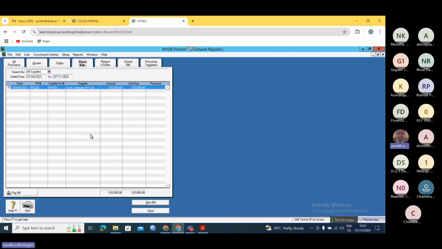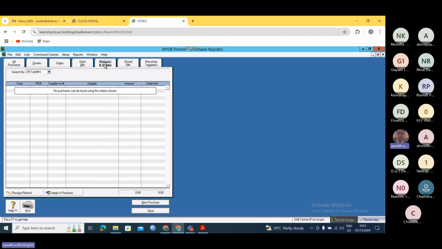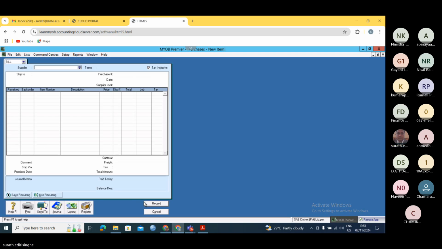Right. How to return these items? Now it is on the bill status. Always you understand, change the status. Look at it now, order status changed to the bill status, open bill status. Now go to the return status. Right. Click on return. Then click on new purchase.